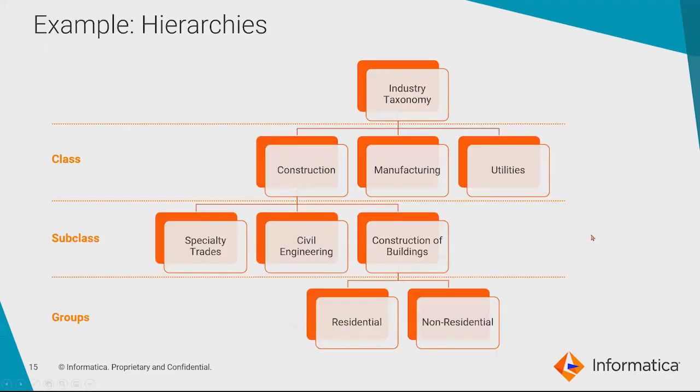This is an example of that kind of hierarchy we see within these NAICS codes or SIC codes. You might see, for example, a class of construction, manufacturing, utilities. Within construction, you might see a subclass of specialty trades, civil engineering, construction of buildings. And then even within construction of buildings, you might see residential and non-residential as different groups.